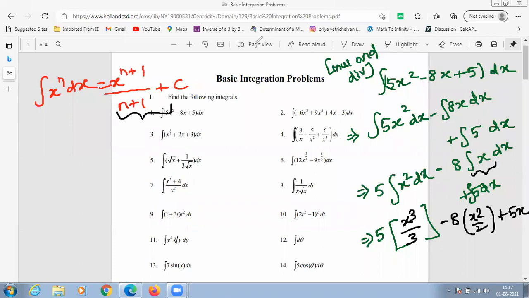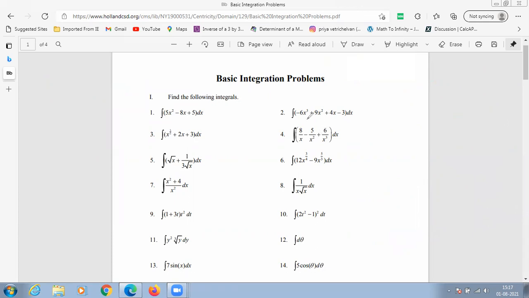So the solution for 5x square minus 8x plus 5 is 5x cube by 3 minus 8x square by 2 plus 5x plus c. C is the integral constant. I hope it is clear. We'll move on to the second question.